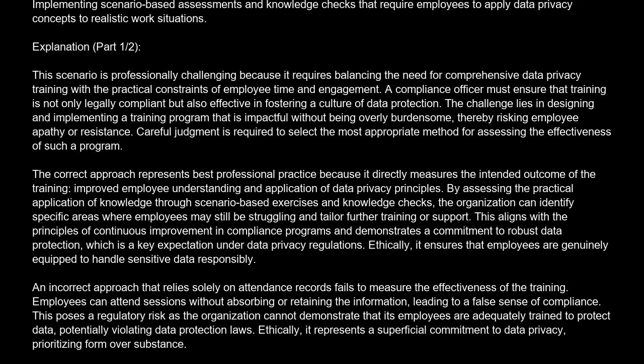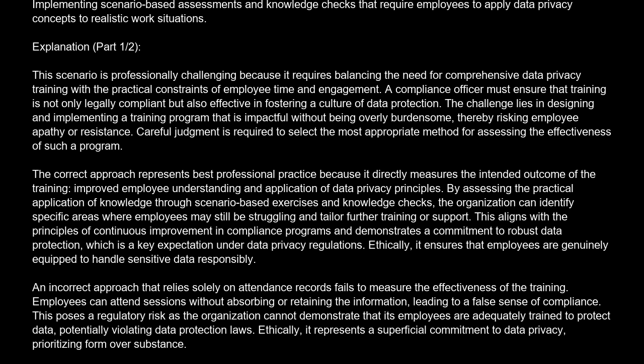The correct answer is D. Implementing scenario-based assessments and knowledge checks that require employees to apply data privacy concepts to realistic work situations. Explanation. This scenario is professionally challenging because it requires balancing the need for comprehensive data privacy training with the practical constraints of employee time and engagement. A compliance officer must ensure that training is not only legally compliant, but also effective in fostering a culture of data protection.